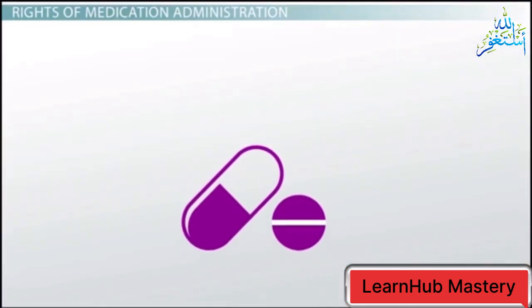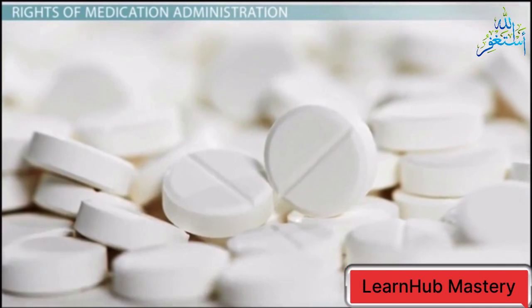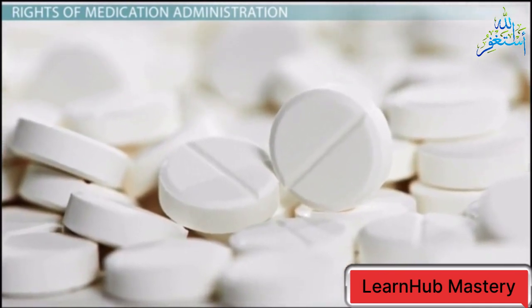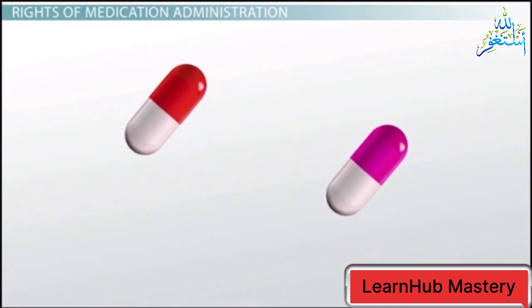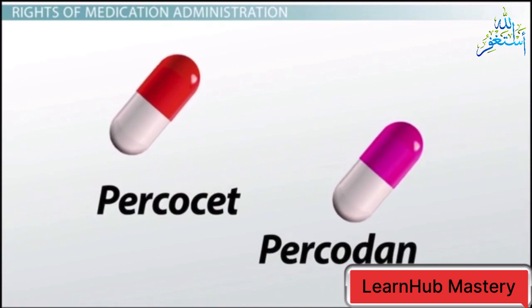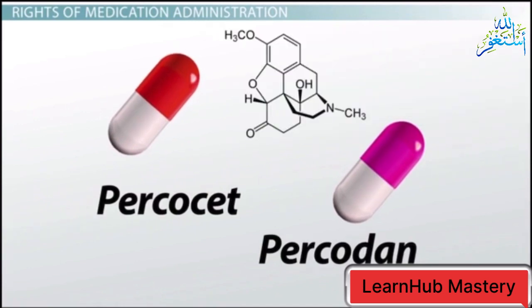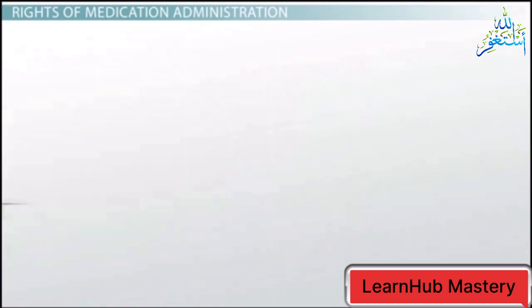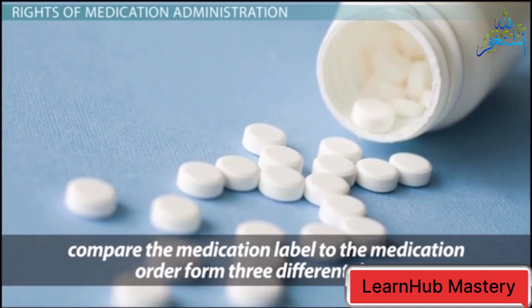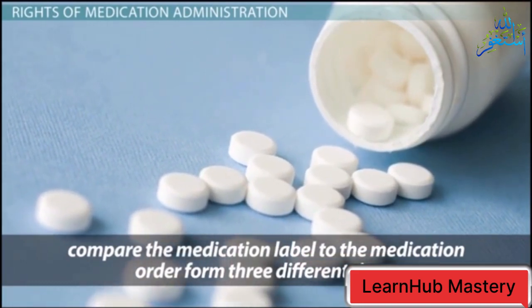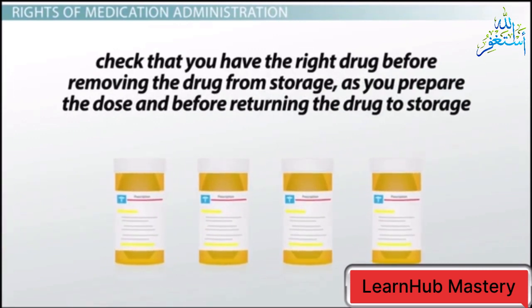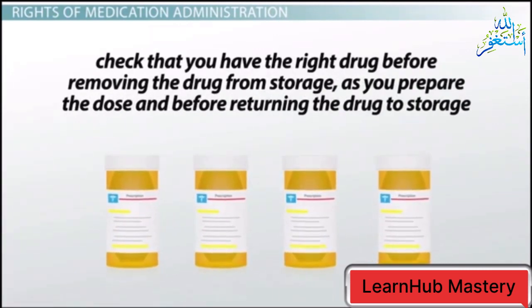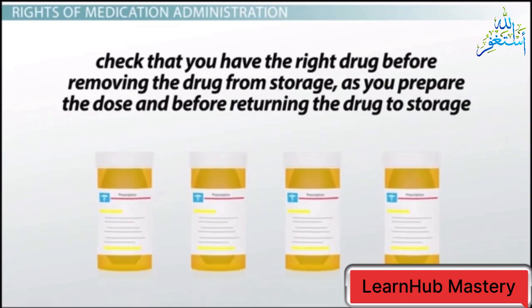The right client must be given the right drug. This can be tricky if a generic version of a drug is being used in place of the brand name drug. Some medications have similar spellings, such as Percocet and Percodan. Both contain oxycodone, but Percodan contains aspirin, which a patient might not be able to tolerate. To reduce errors, you must compare the medication label to the medication order form 3 different times. Check that you have the right drug before removing the drug from storage, as you prepare the dose, and before returning the drug to storage.